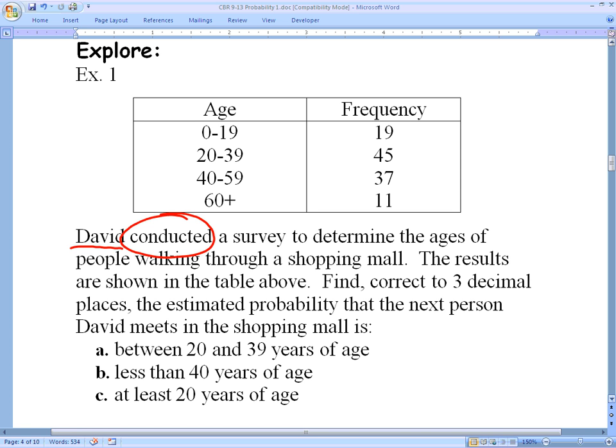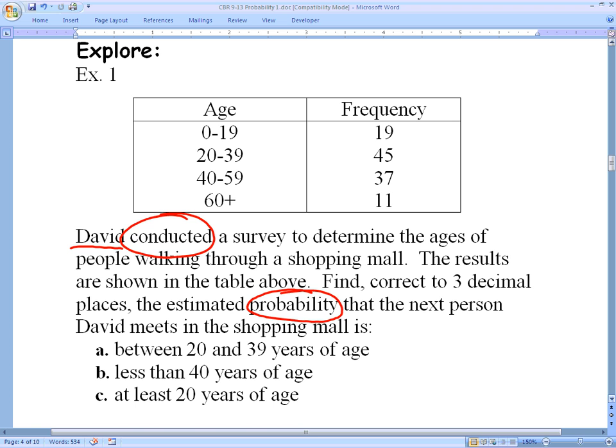We are asked to find, correct to 3 decimal places or 3 significant figures, the estimated probability that the next person David meets in the shopping mall falls under the following categories. Well, when we are asked to find probabilities, we need to start with a total. That total will go in the denominator of our fraction.